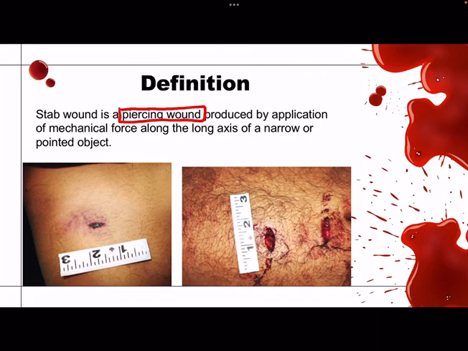So whenever mechanical force is applied over the surface of the skin by a narrow, sharp pointed weapon, this results in a stab wound. In these pictures you can see a few stab wounds caused by sharp pointed objects. Always the depth of the wound is greater than the length of the wound.